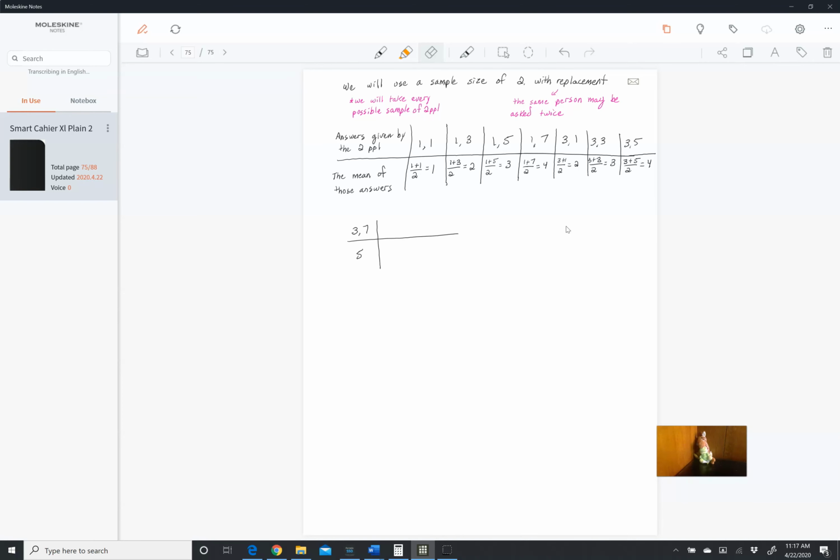Then we're going to do the same thing for 5. So we have 5 and 1. We have 5 and 3. I said 5 and 2, but it's not 5 and 2. It's 5 and 3, right? Nobody says 2 as an answer. So it's 5 and 3 and 5 and 5, and 5 and 7.